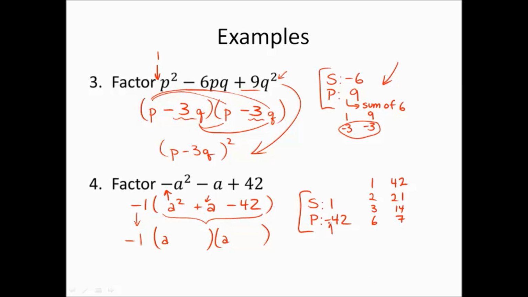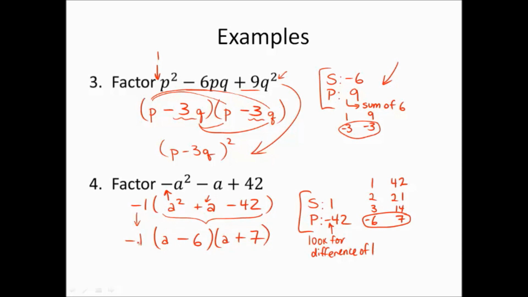Okay, the product is negative. That tells us that we're looking for a difference of the sum, a difference of 1. So which of these have a difference of 1? Well, 6 and 7 have a difference of 1. And 7 minus 6 will give us a +1. -6 times 7 will give us -42. Great. So -6 and +7.